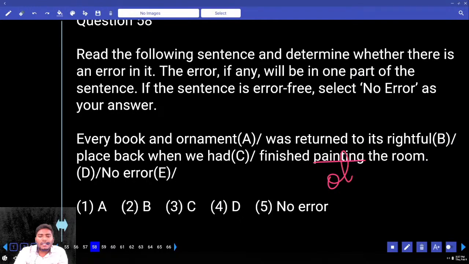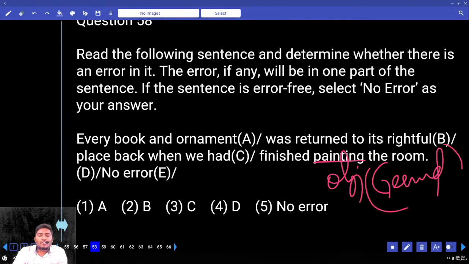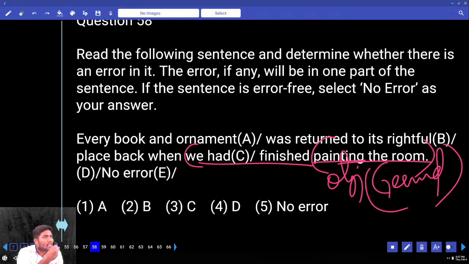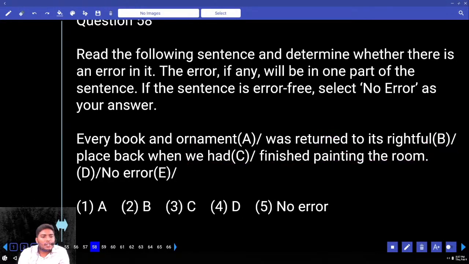Painting is the object here. That is the gerund case. Painting is the object, that is the gerund case. After finished, we can use that combination. We had finished painting the room. We had finished cleaning the room. We had finished eating our lunch. We can use the ing form. Any error that you can find?